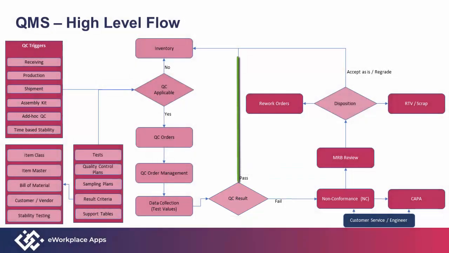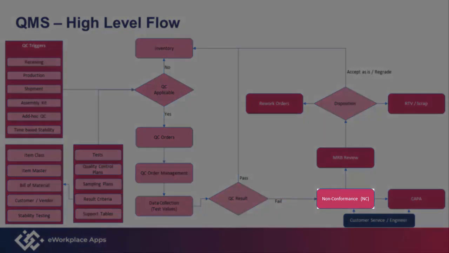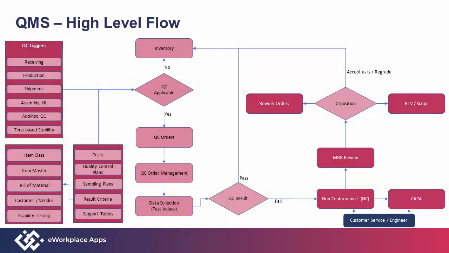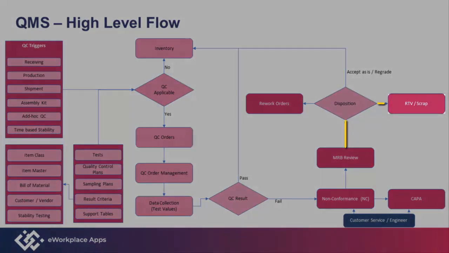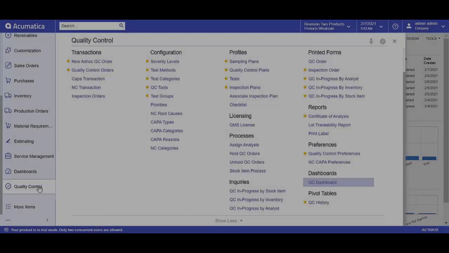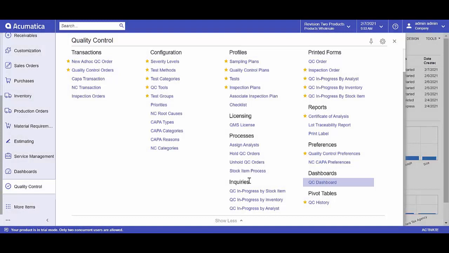If it passes, it moves back into inventory. If it fails, you'll see how we can create a nonconformance as well as a corrective and preventative action within our QMS system. The end result for something that fails is within core Acumatica, you either rework the item or you return to vendor, or you might scrap it out. With that level of understanding, let's jump into the product.